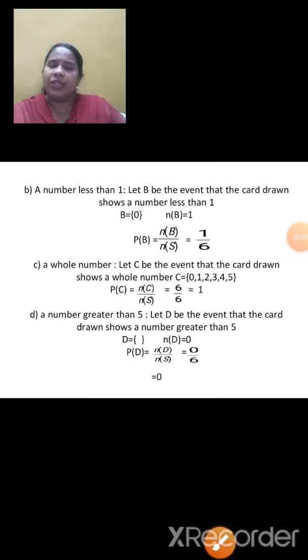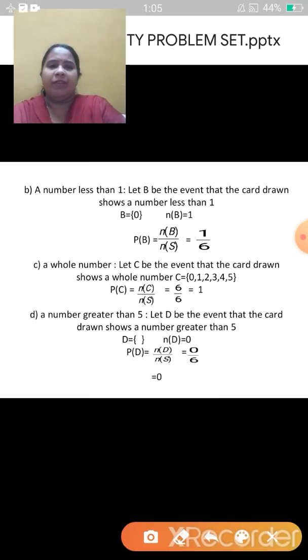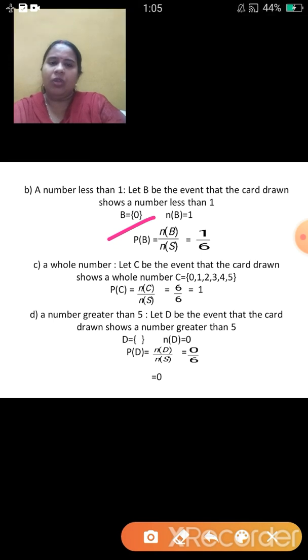Let us move to the next event. The event B is a number less than 1. We had numbers 0, 1, 2, 3, 4 and 5 in the sample space, and I want a number which is less than 1. So there is only one number in our sample space, that is 0, which is less than 1. So event B will have only one element, that is 0, and n of B will be equal to 1.